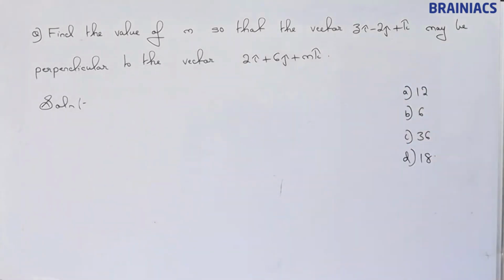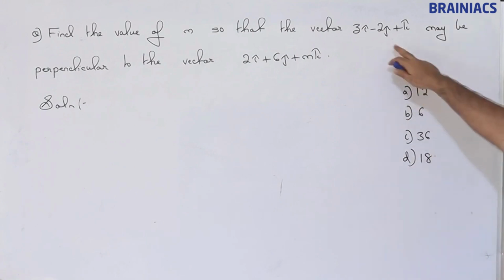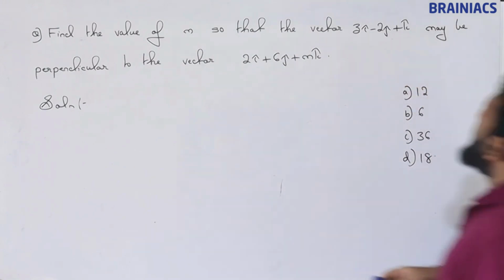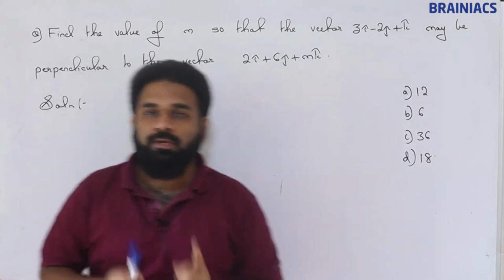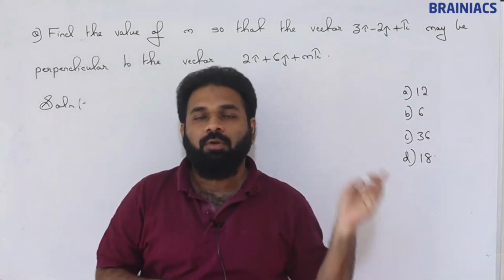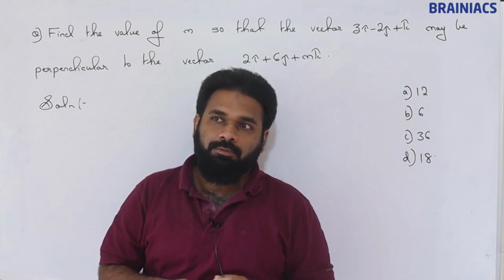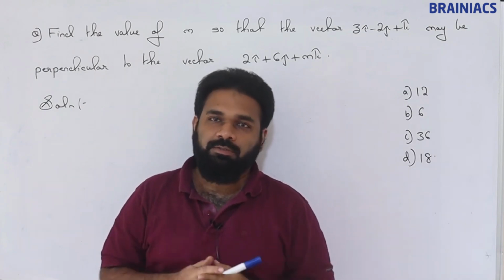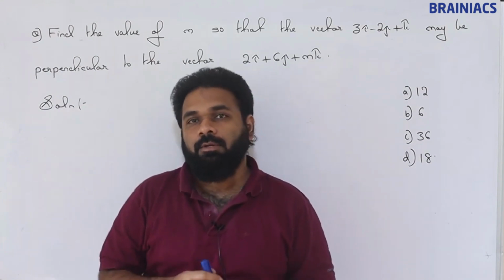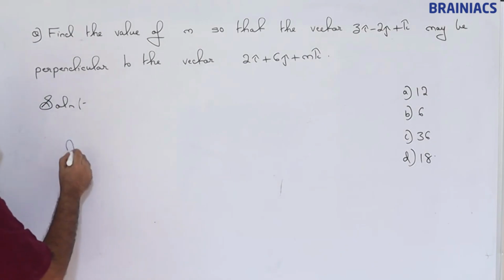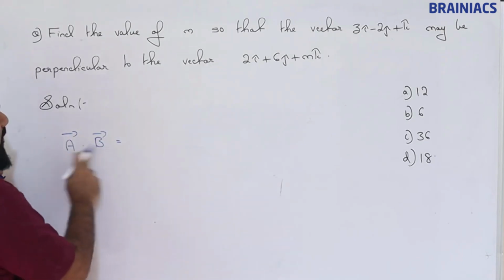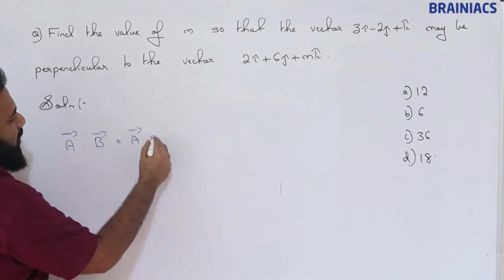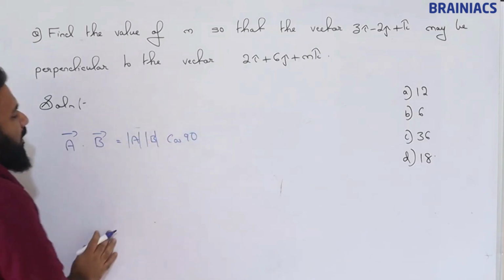Take another question. Find the value of m so that the vector 3i plus 2j plus k may be perpendicular to the vector 2i plus 6j plus mk. So two vectors are perpendicular and we need to find the value of m. Perpendicular, orthogonal vectors, they are at 90 degrees. So suppose if vector A and vector B are perpendicular, the angle between them will be 90 degrees, so cos 90, correct?